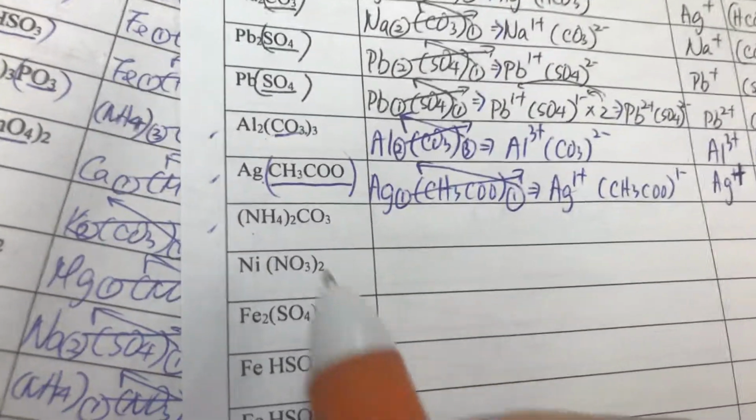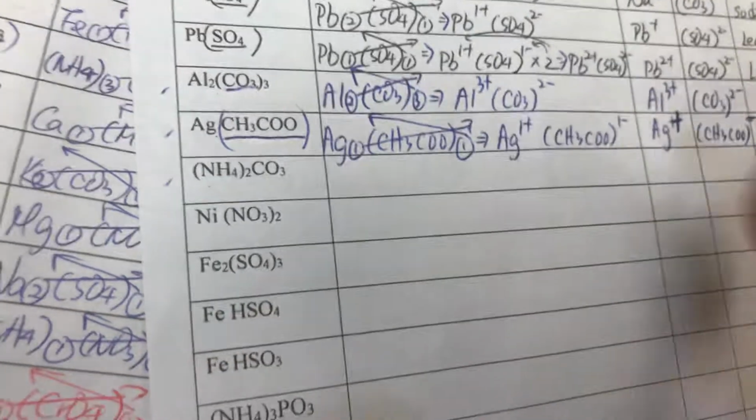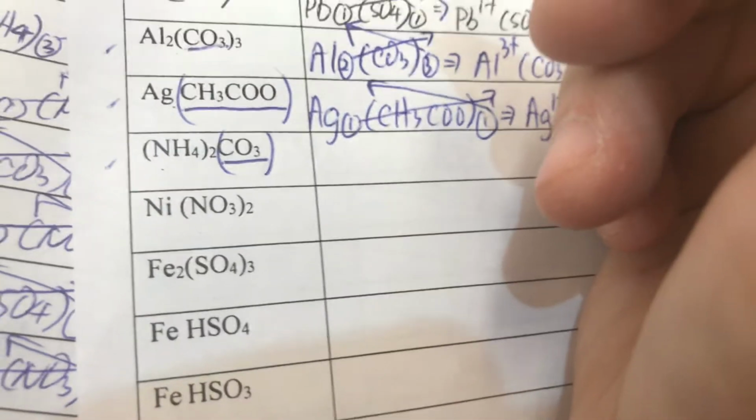I'm going to do the next one. Okay, (NH4)2CO3. I do have a poly. The first one is CO3. I put parentheses around. I do actually have a second one. The second one is NH4.